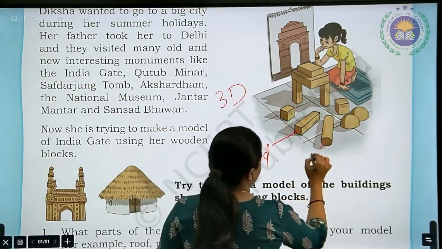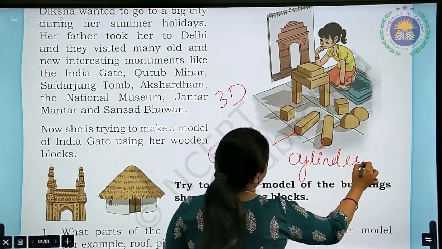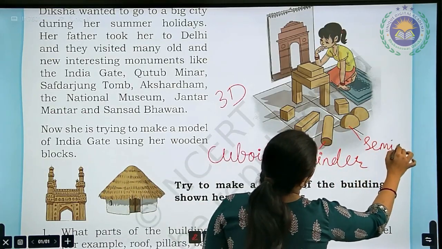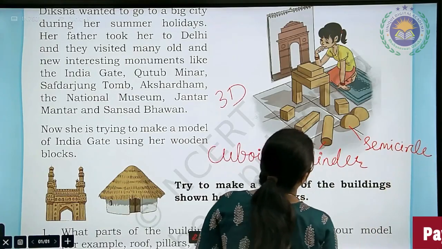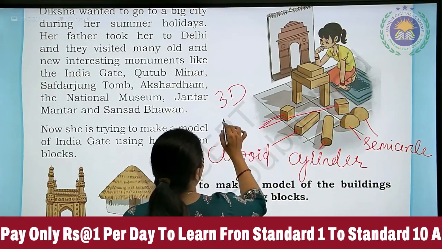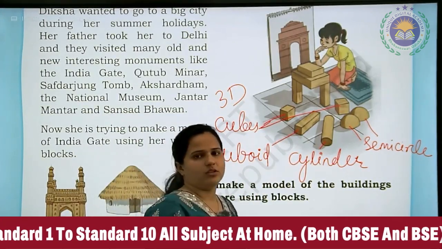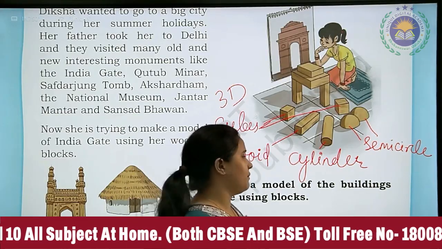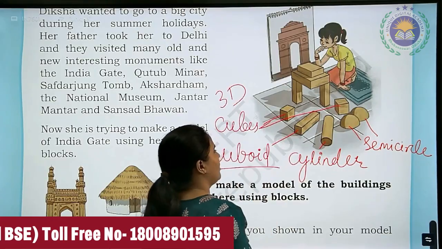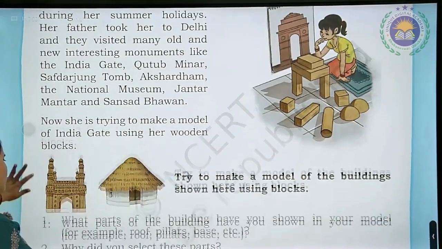And this is called a cylinder. It is called a cylinder. And this is a semicircle. It is also the same. And these are called cubes. A cube is the 3D shape of a square, the 2D shape, and the 3D shape of a rectangle is a cuboid. Using all of these we will make India Gate.